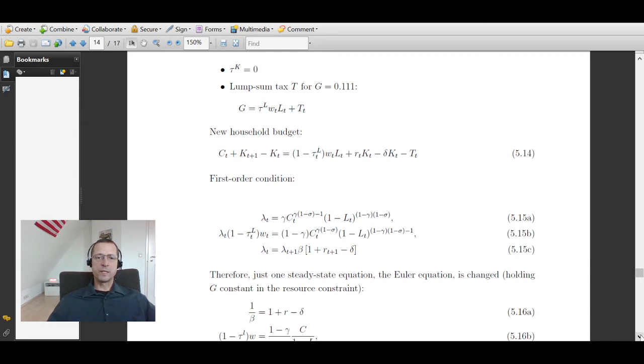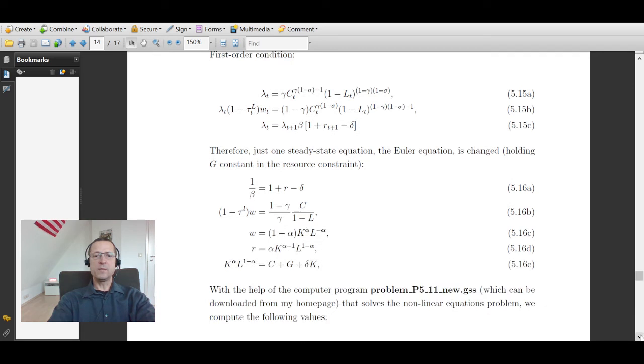The first order conditions are provided by equation 5.15. First one is the one with respect to consumption, unchanged. The second one with respect to labor, also unchanged. But our Euler equation 5.15c changes, so tau k is equal to 0. In steady state, we now have 5 equations, 5.16a through e. The Euler equation is changed, and besides, all other equations are the same, and we can drop the fiscal budget. It just serves to compute the lump sum taxes T as a residual.